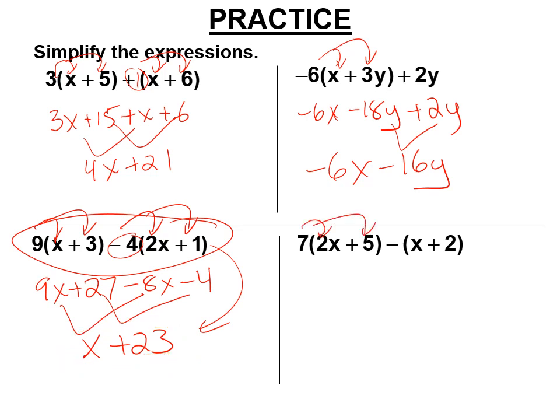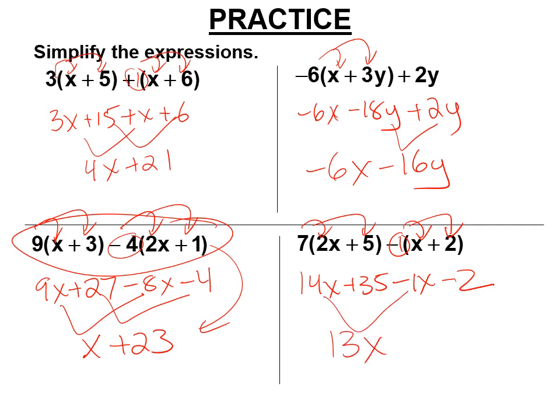7 times 2x is 14x. 7 times 5 is 35. Distributing a negative 1 here. Negative 1x, I'm going to put the negative 1. Negative 1 times 2, negative 2. 14x minus 1x is 13x. 35 minus 2 is 33, so it's 13x plus 33.